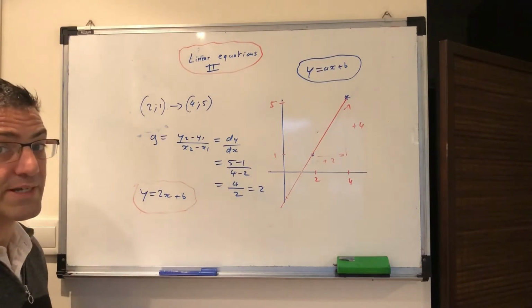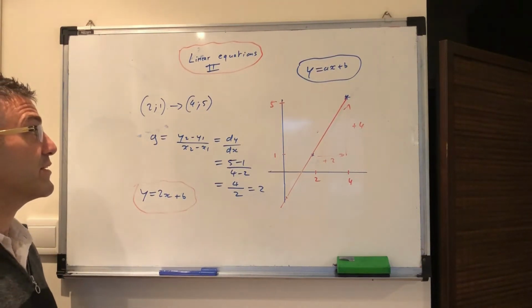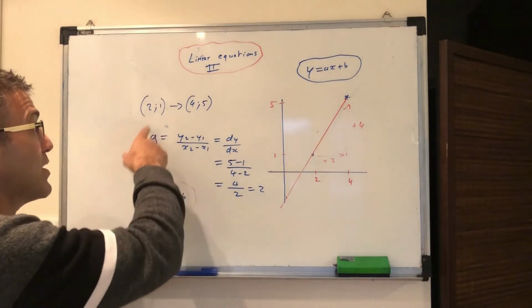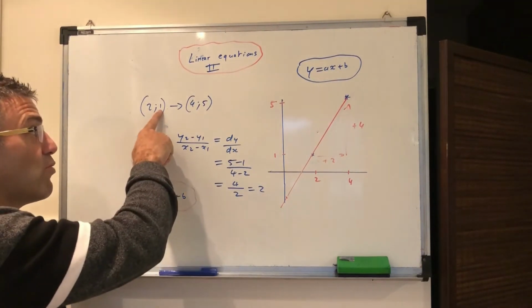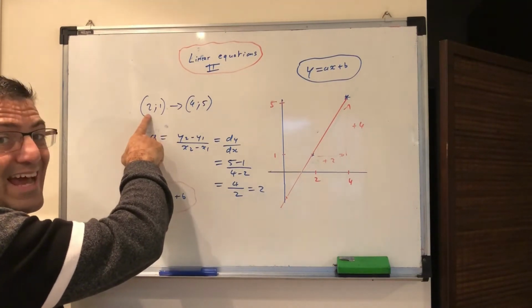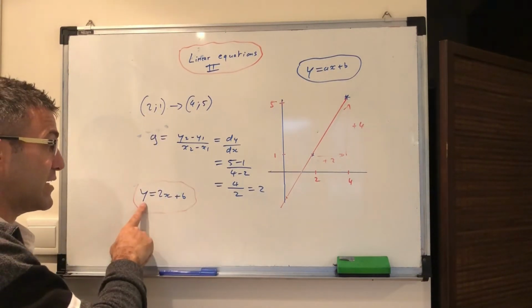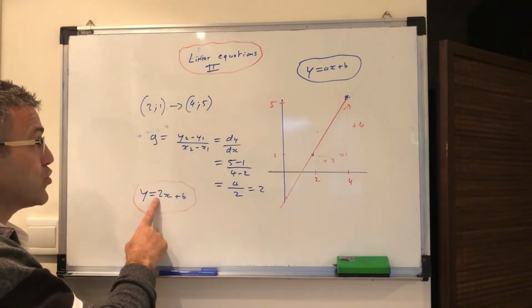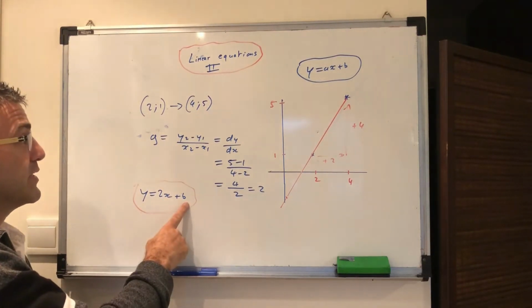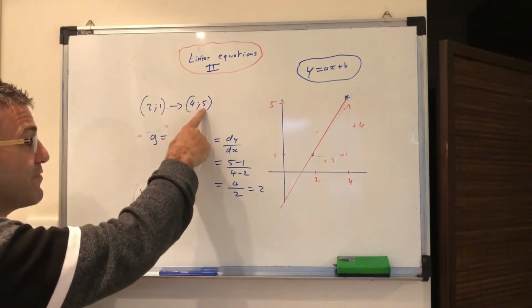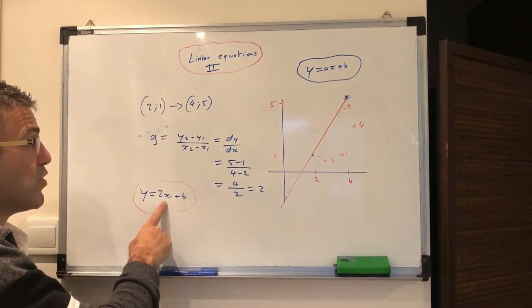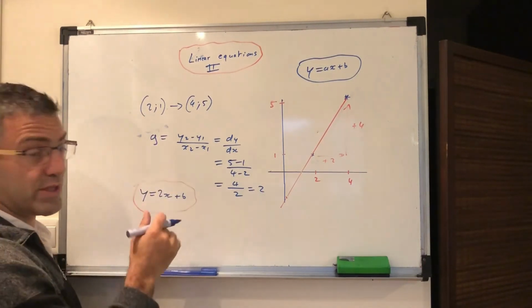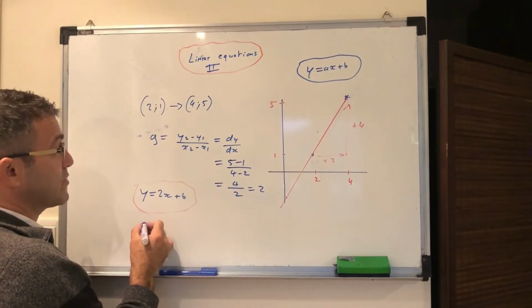I'm going to pick a point. Now, because I think that (2, 1) is probably a little bit easier to work with than (4, 5), I'm going to choose this one. Now, bear in mind that 1 is the y value and 2 is the x value. So when I plug these in here, I have to be a little bit careful. So I'm going to say 1 equals 2 times 2 plus b. If I plug the other one in, I should say 5 equals 2 times 4 plus b. So I'm going to use the first one, but I could do either. Either would be fine.